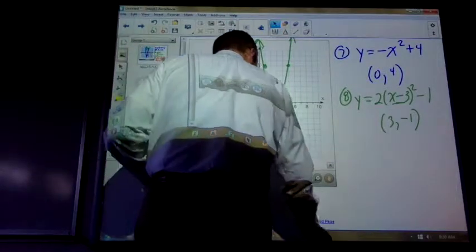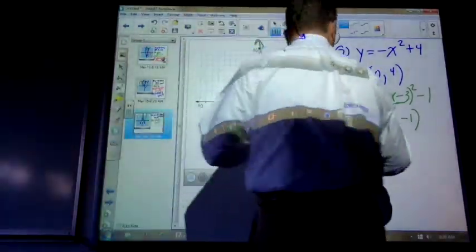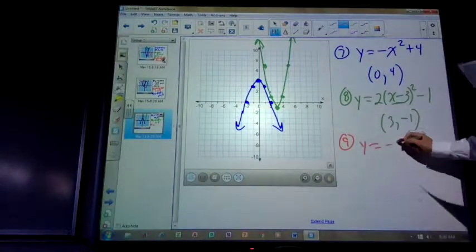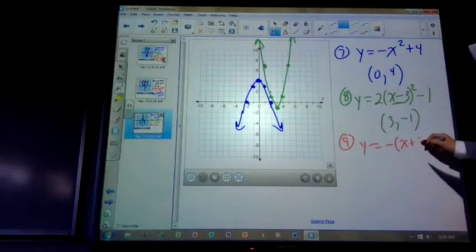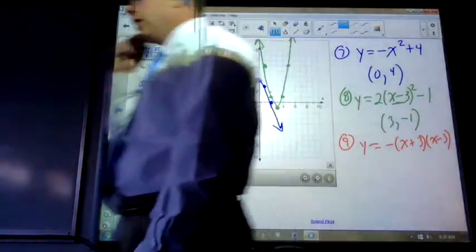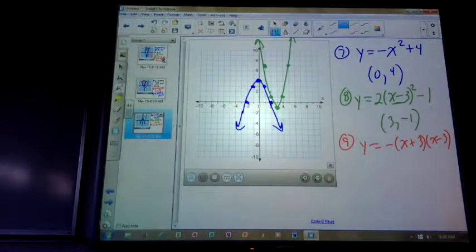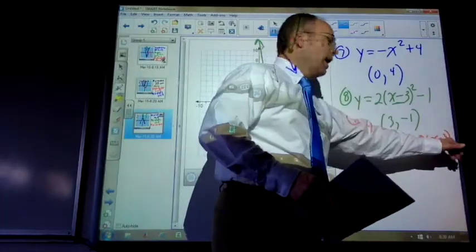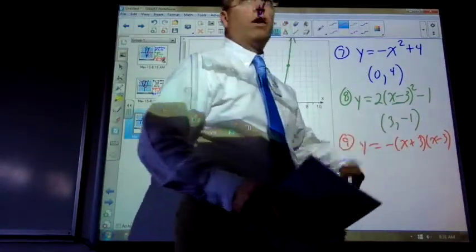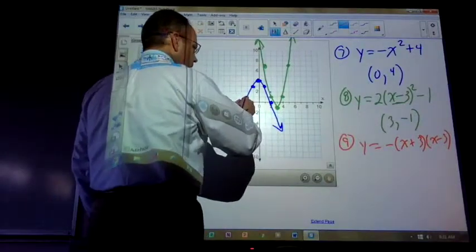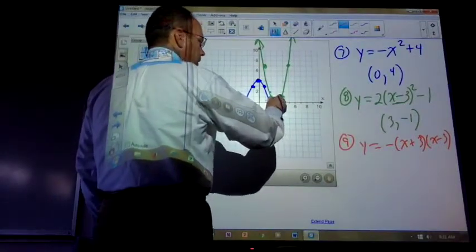Number 9. This one is already set up to tell us where it crosses the x-axis. How do I know where it crosses the x-axis? 3 and negative 3. Set each of these: x plus 3 equals 0, x minus 3 equals 0. Ignore the negative out front. That just means it's going to open downward. So it's going to cross at negative 3 and at positive 3.